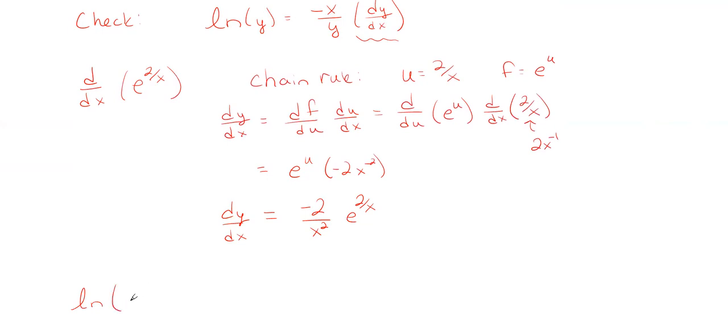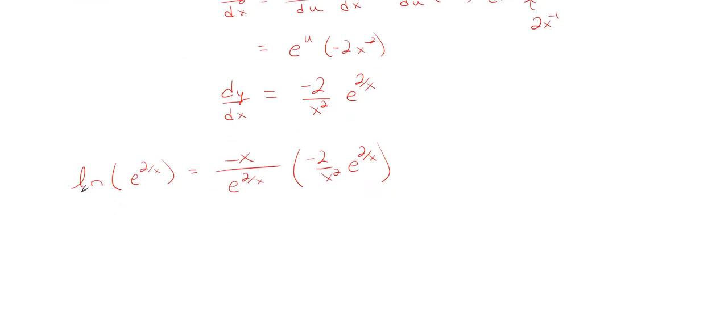So we would have the natural log of e to the power of 2 over x is equal to minus x over e to the power of 2 over x multiplied by minus 2 over x squared e to the power of 2 over x. So a lot of stuff cancels here because the left side just turns into 2 over x because of the natural log of e. And then looking at what we have here, well, we have e to the power of 2 over x divided by e to the power of 2 over x just becomes 1.